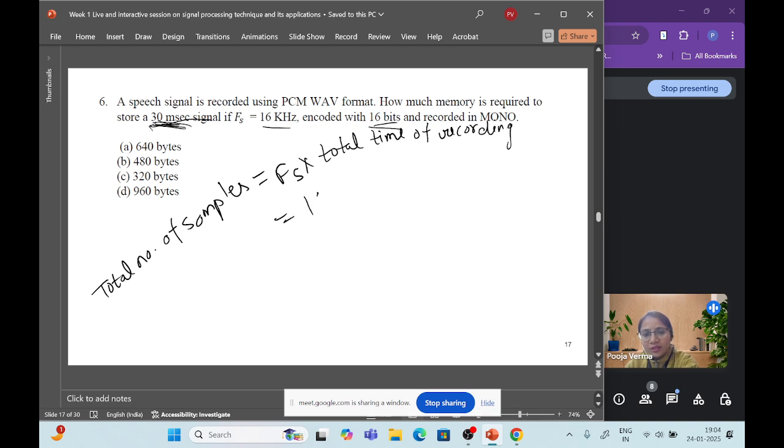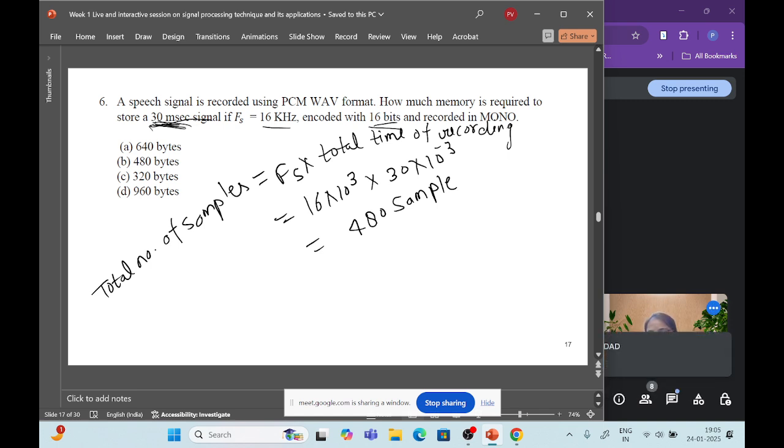Okay, so fs is 16 kilohertz, that means 16 into 10 to the power 3. And the total time, how much time they have given to store, is 30 milliseconds, that means 30 into 10 to the power minus 3. Right? If you calculate it, you will get 480 samples. That means we need to store 480 samples. So to store 480 samples, how much memory do we require? Now we are going to calculate it.